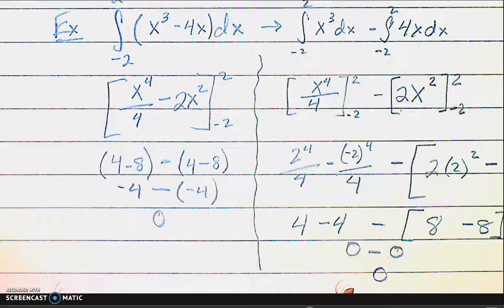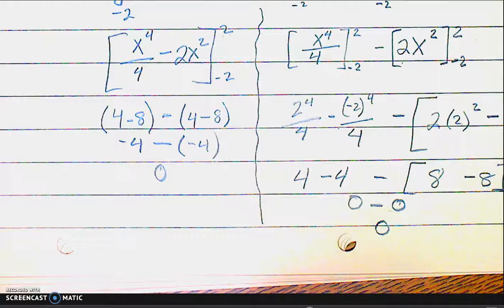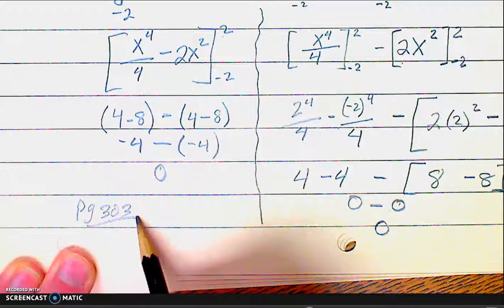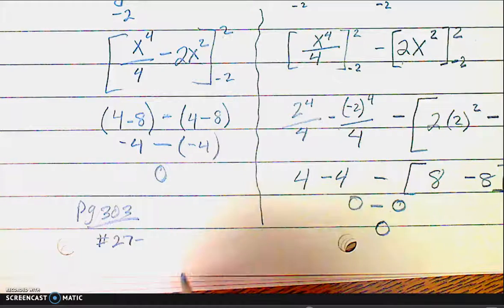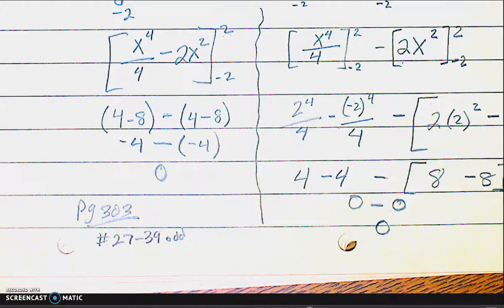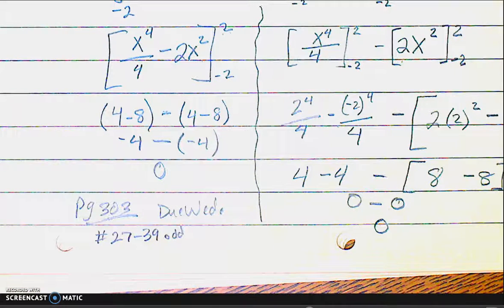Your assignment for today will be posted on the board. It's very similar to the assignment you received last time we were all in class. Actually, I can just write it down right here because some of you will not be in class on Friday. It's going to be page 303, and the numbers are going to be 27 through 39 odd. This is going to be due Wednesday when we get back, along with your 5.3 assignment.